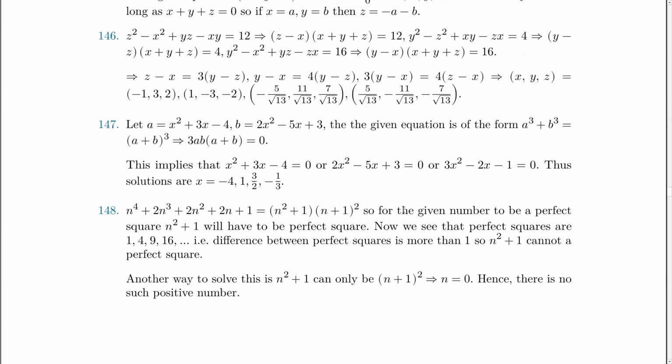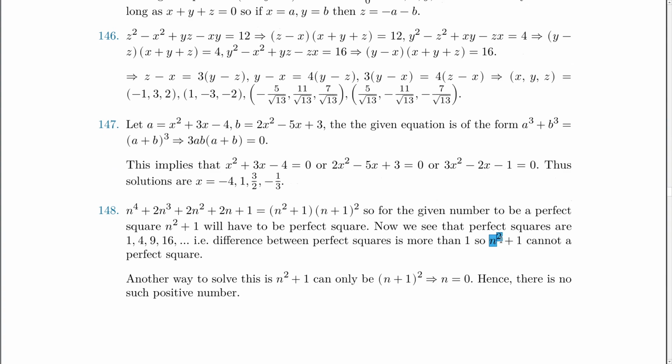So, for the given number to be a perfect square, n² + 1 will have to be a perfect square. Now we see that the perfect squares are 1, 4, 9, 16, etc. The difference between perfect squares is more than 1, and it is increasing. We have 1, which is the square of 1, then 2² is equal to 4, 3² is equal to 9, 4² is equal to 16, and 5² is 25. You see the difference is 3, then 5, then 7, then 9. So the difference is increasing.